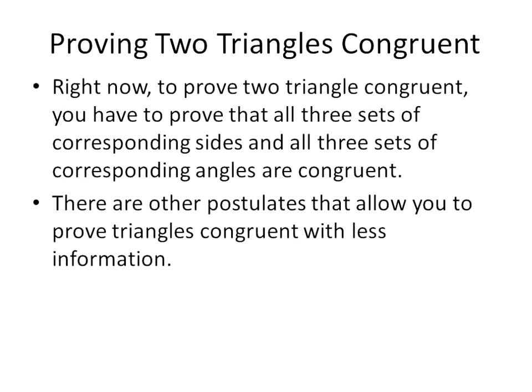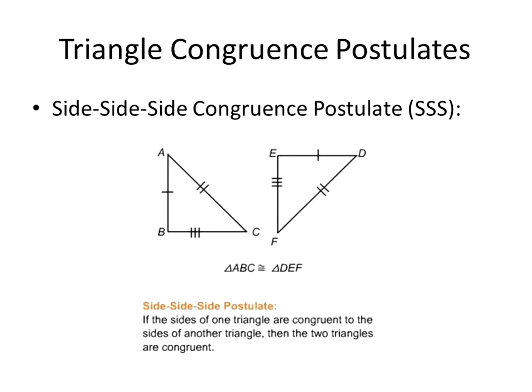Okay, so let's go to the next thing, because it gets a little bit tedious when we're proving two triangles congruent. We have to prove every single side and every single angle congruent, and there's actually ways to do it without having to do every single side and every single angle. So right now, all we know is that you have to have all three sets of corresponding sides and all three sets of corresponding angles congruent. But there are other postulates that do allow us to prove triangles congruent with less information, but it still deals with angles and sides. Okay, so the first one that we have here is something called side, side, side.